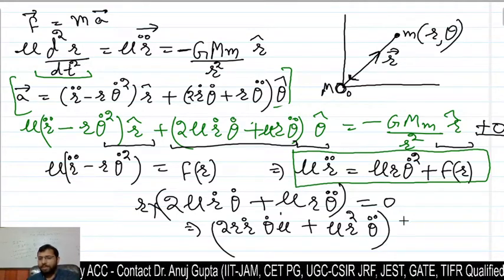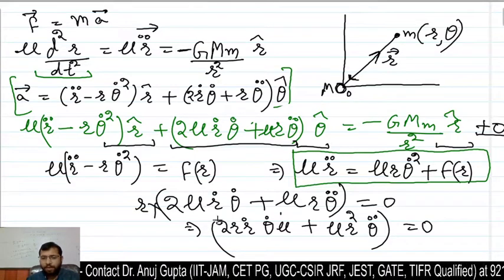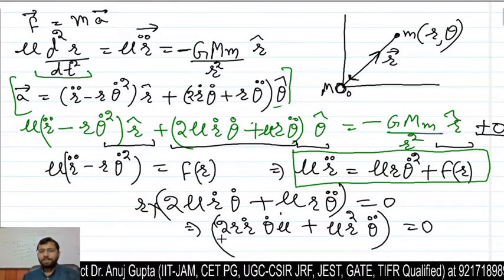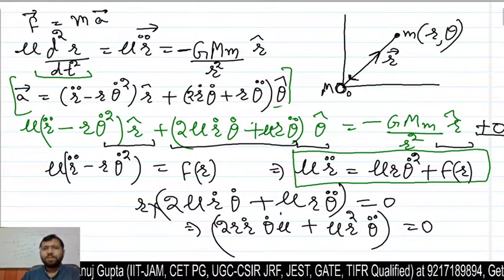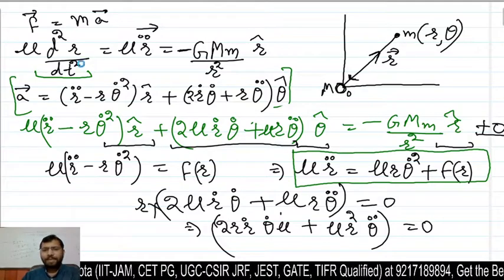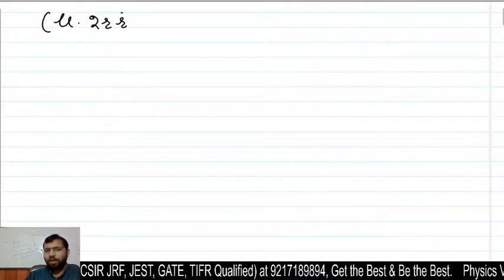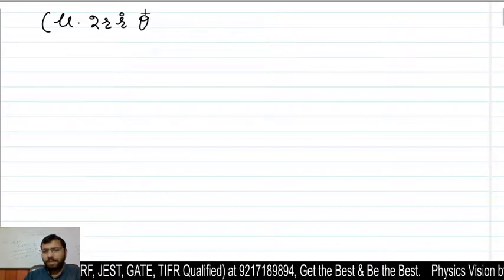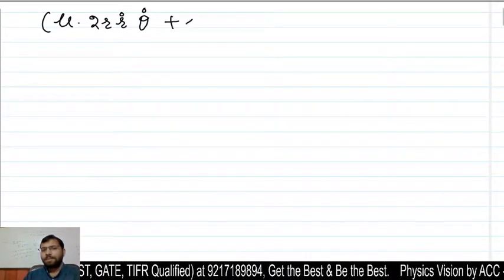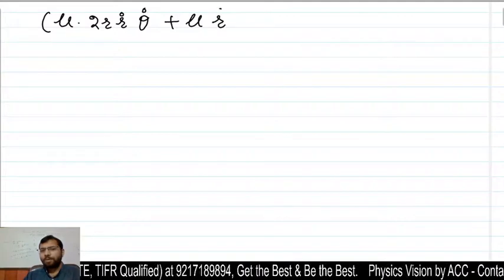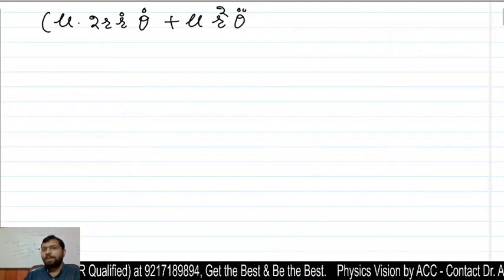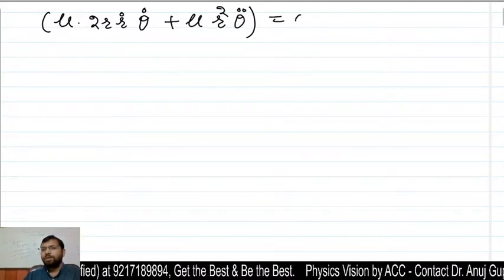So if you see it carefully, what will you see? What you can observe, I am rewriting this expression. It is equal to mu 2r dot theta dot plus mu r square theta double dot. This is equal to 0.